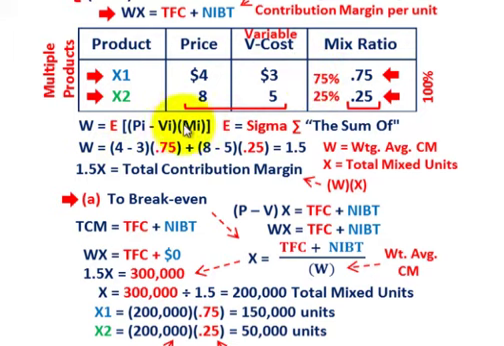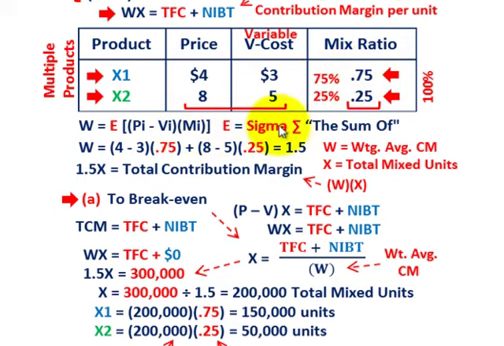Okay, so this is our general solution here with this equation. So let's calculate our weighted average contribution margin. This is the case where you're going to take your price versus your variable cost. Looking at product X1, that would be a price of $4, variable cost $3 per unit. That difference times the mix ratio of 75%, or 0.75.